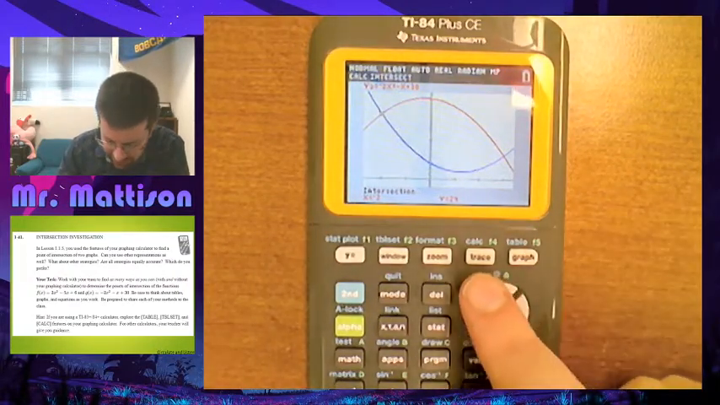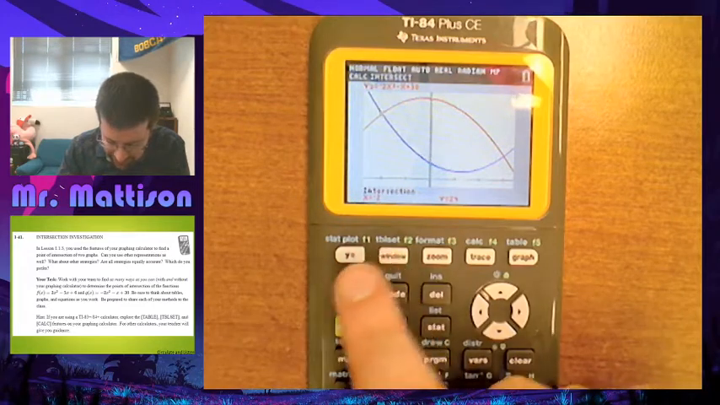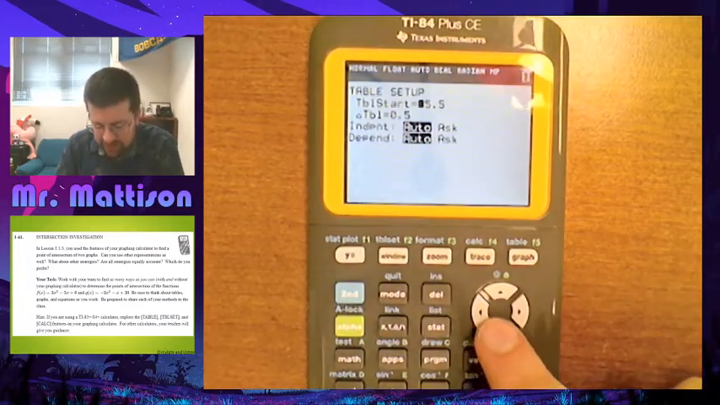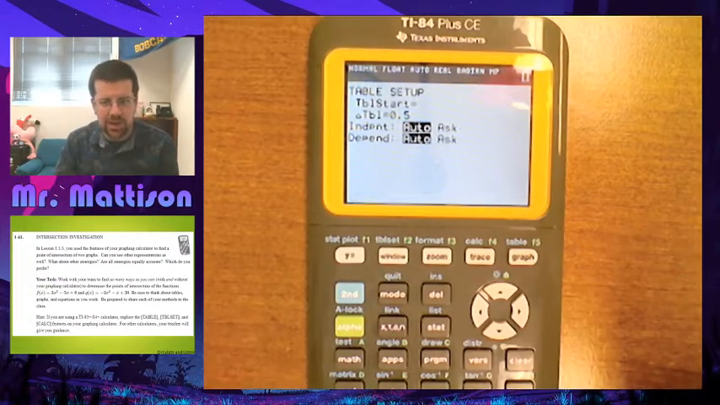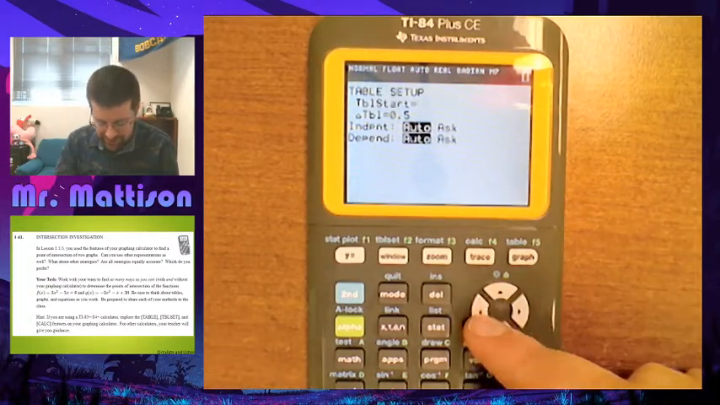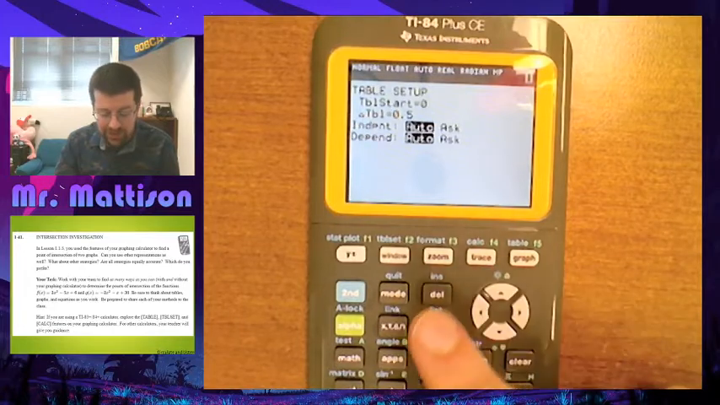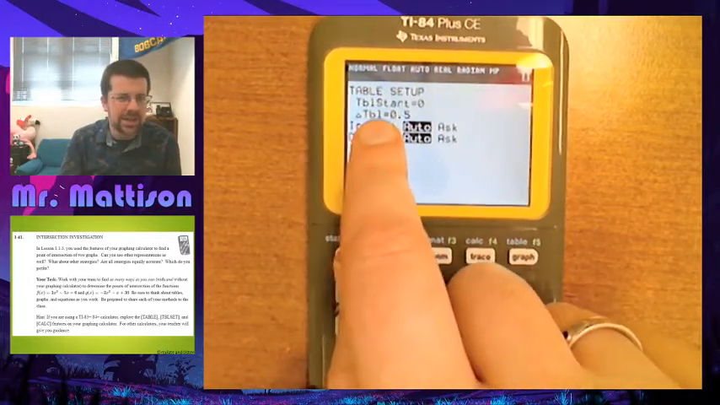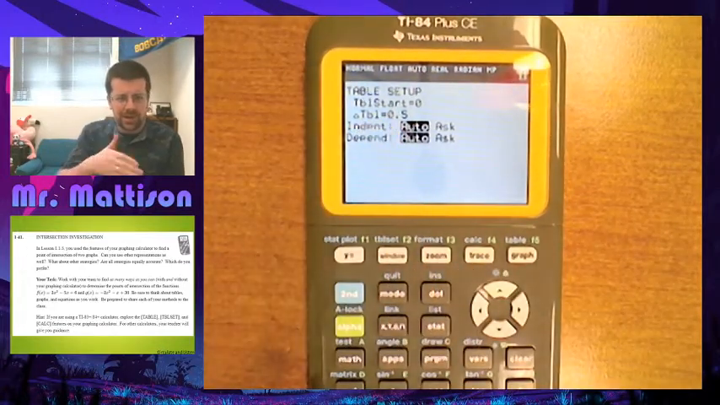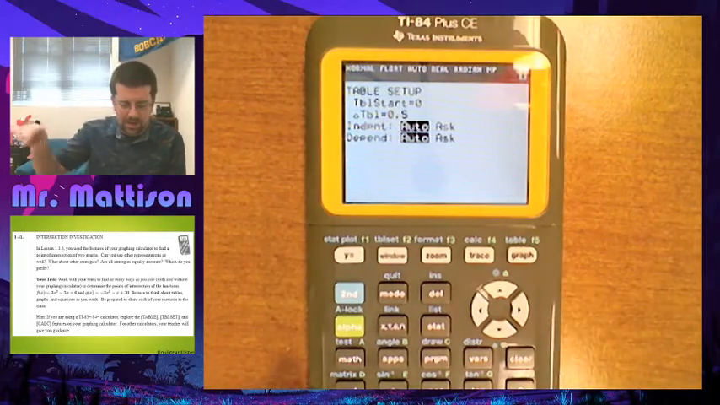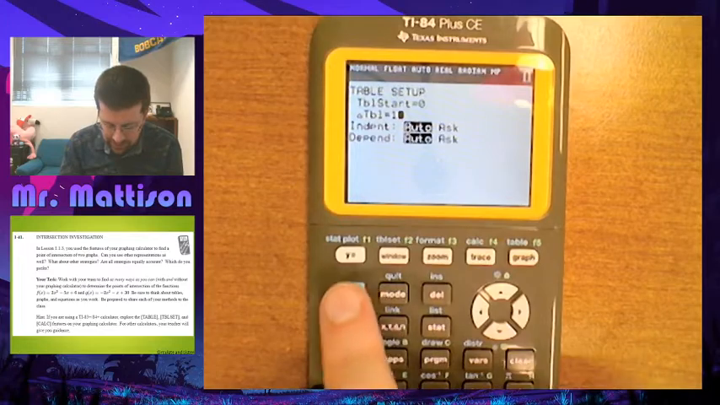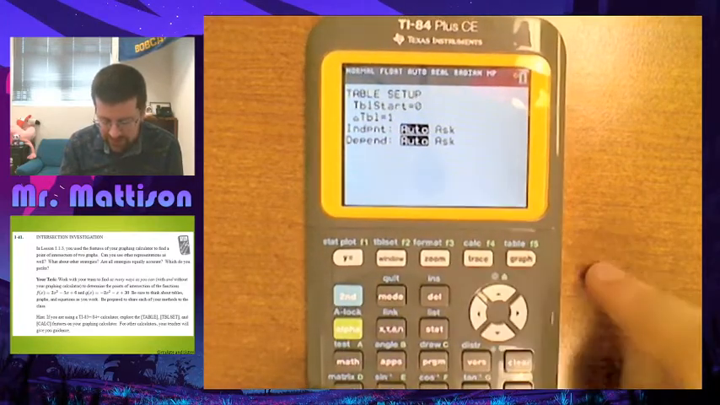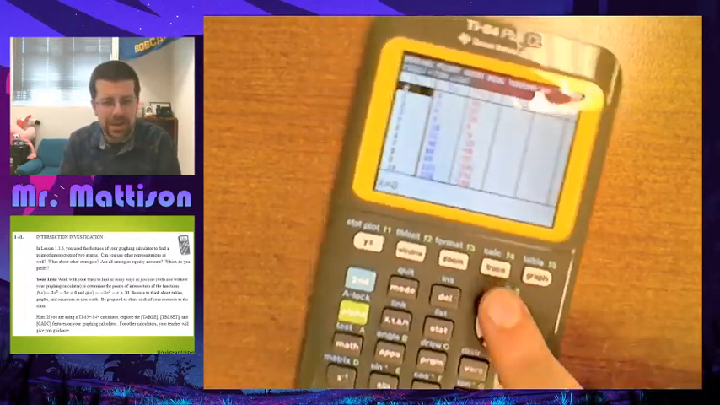So if I hit second TBL set, which is table set, I'm going to start it with table start, which is where you want to start guessing, and I'm going to say 0. Delta table, that little triangle means delta is the change. So how often do you want it to make a measurement on your table? Let's just start it at 1. So we're going to go second table, which is right above graph, and here's my table, right?